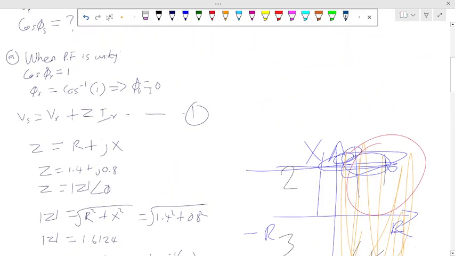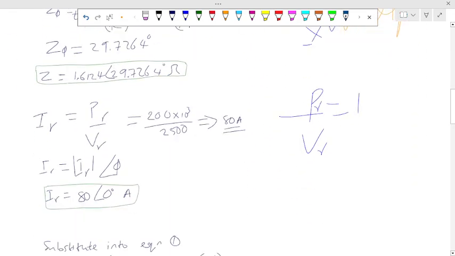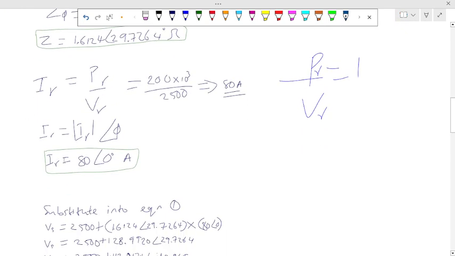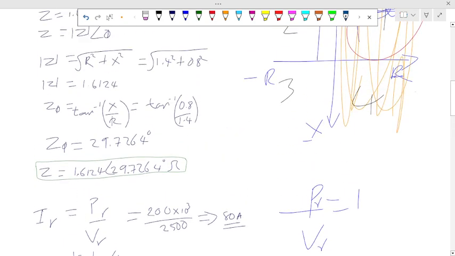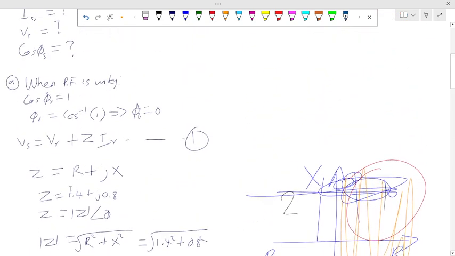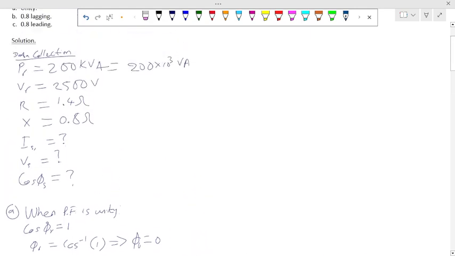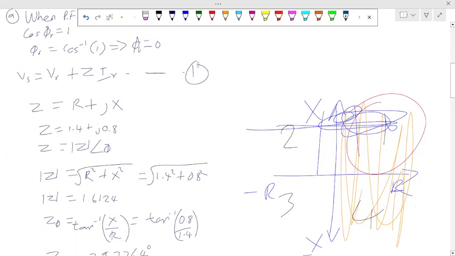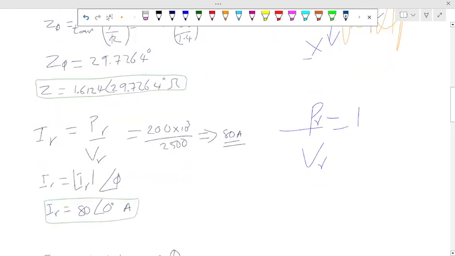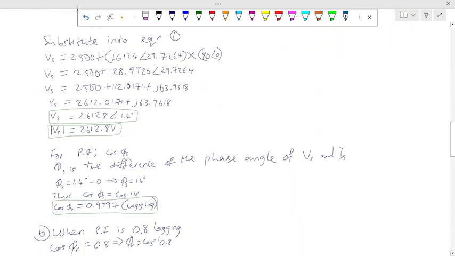It's 0. So that's for your current. Since we now have the current at the receiving end, we now have the impedance, and we also have this. We have this already right here. We also have this. All we have to do is substitute into equation 1 to get Vs. So substitute into equation 1. We plug in all those values, we have this.